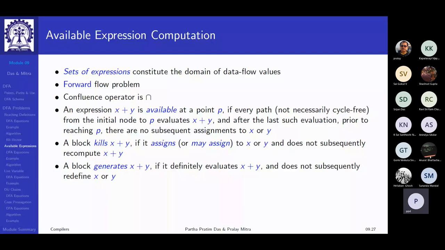Naturally, kill is quite obvious. A block will kill x plus y if it assigns or may potentially assign to x or to y and does not subsequently recompute x plus y. And quite naturally, the moment you assign something to x or to y, it will kill x plus y. But it is also possible that the block might recompute x plus y again. If it does not do that, then it kills x plus y. And a block generates x plus y if it definitely, necessarily evaluates x plus y, and does not subsequently redefine x or y. These are quite obvious intuitive things, but being formally defined for that word.